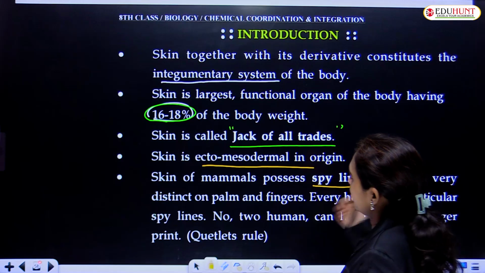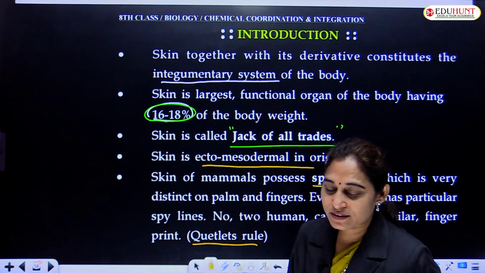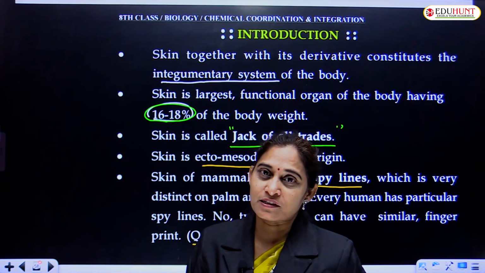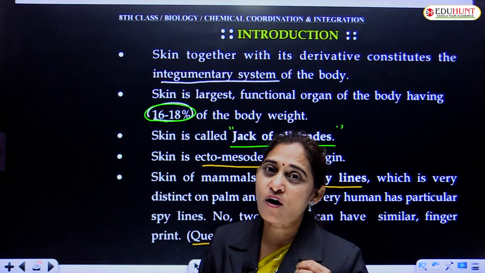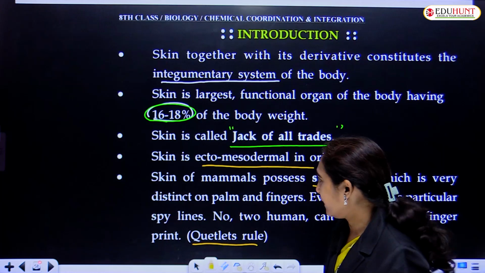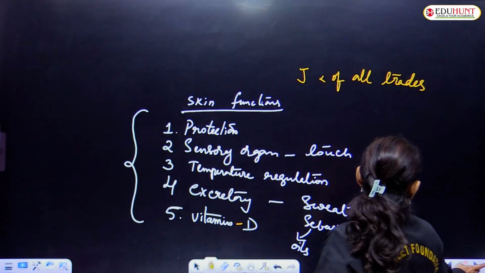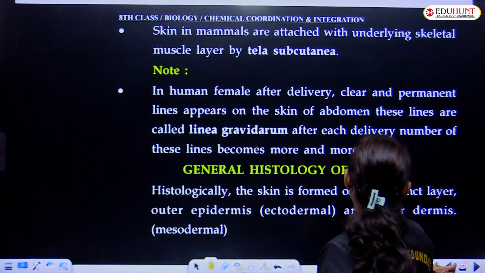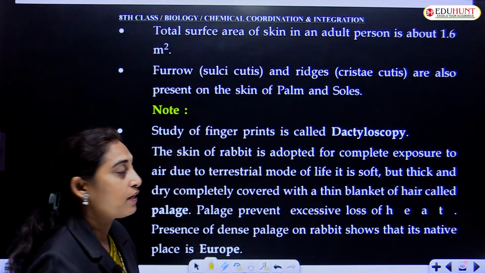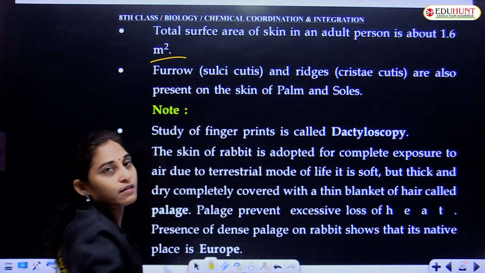And this is called Quetelet's rule. Quetelet's rule means identification of a person based on the analysis of fingerprints. This is a separate field called dactyloscopy. The total surface area of the skin in an adult person is about 16 meters square.